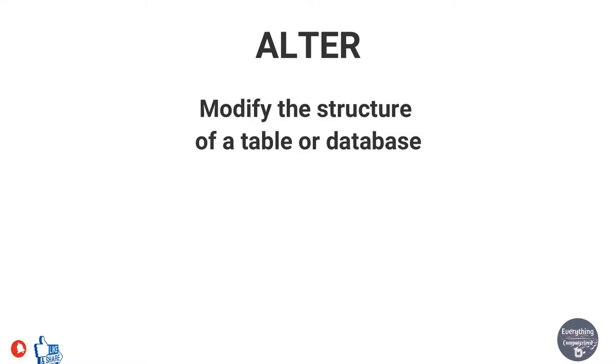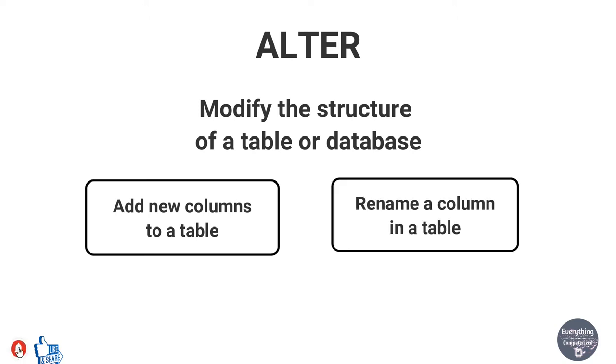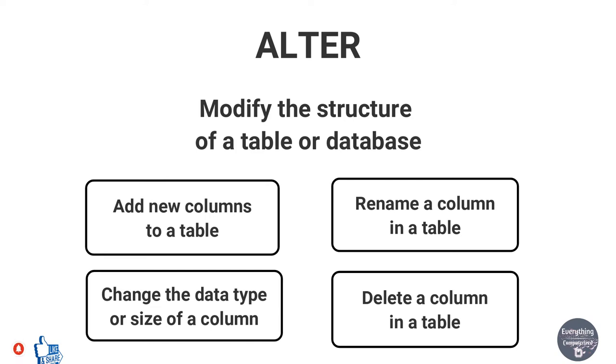The third DDL command that we are going to talk about now is the alter command. It is used to modify the structure of a table or a database. With the help of this command, we can add new columns to a table, rename a column in a table, change the data type or size of a column in a table, and delete a column in a table. So basically, with the help of the alter command, we can change the structure of a table in a database.